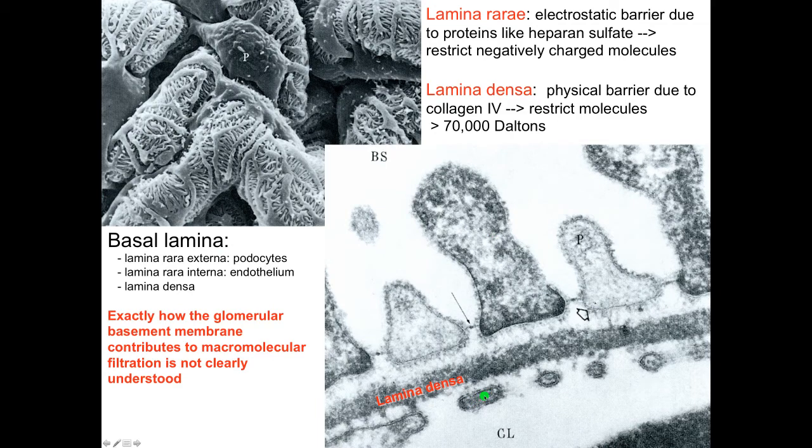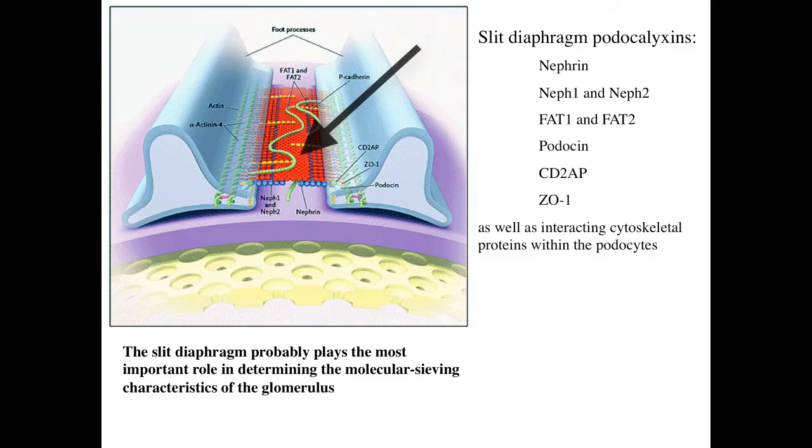Here, the lamina densa, this electron-dense material between the podocyte foot processes and the profiles of the glomerular endothelial cells. Here is the lamina rara externa, this more electron-lucent area synthesized by the podocytes. The lamina rara interna, the electron-lucent area on the capillary side of the lamina densa, of course synthesized by the endothelial cells. And here is the slit diaphragm. This slit diaphragm probably plays the most important role in determining the molecular sieving characteristics of the glomerulus.